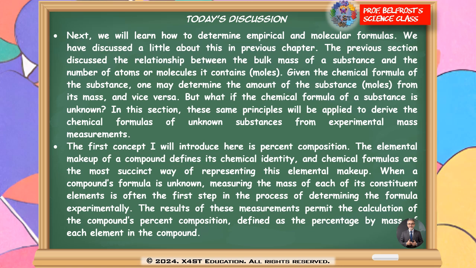The elemental makeup of a compound defines its chemical identity, and chemical formulas are the most succinct way of representing this elemental makeup. When a compound's formula is unknown, measuring the mass of each of its constituent elements is often the first step in the process of determining the formula experimentally. The results of this measurement permit the calculation of the compound's percent composition, the percentage by mass of each element in the compound.